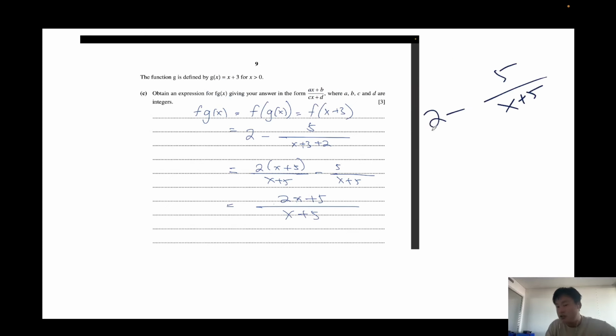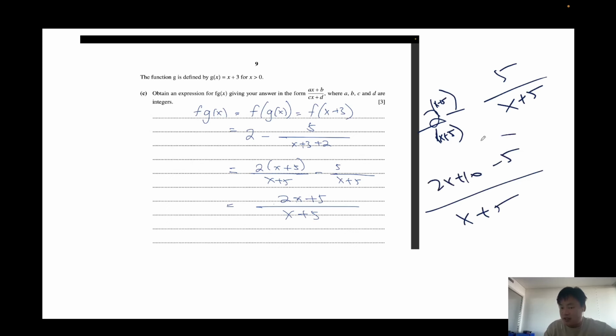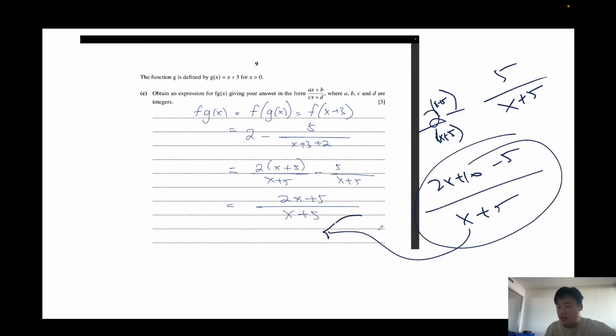You realize, oh, 2 is the same thing as 2 over 1. 2 over 1 is the same thing as multiplying the bottom by x plus 5, because whenever you're adding two fractions together, you must make sure the denominator is the same. If we multiply the bottom by x plus 5, we do the same to the top. And you see where this is going now. x plus 5 times 2, which is 2x plus 10 minus 5 like that, and that's how you can tell it became 2x plus 5 over x plus 5.